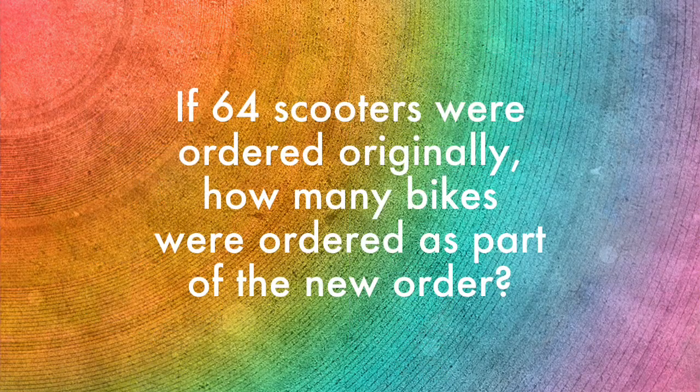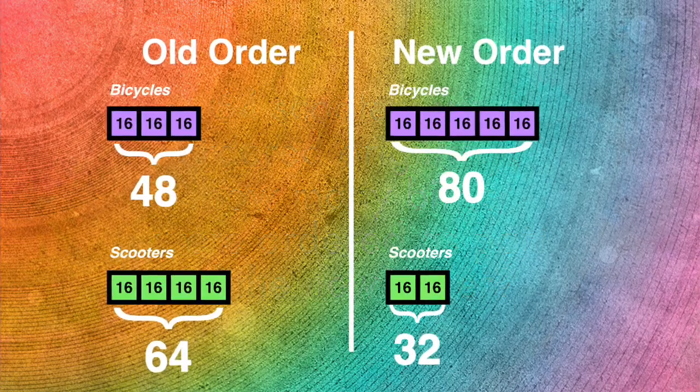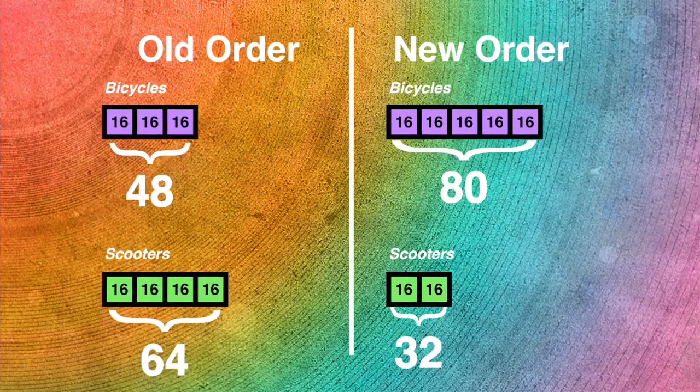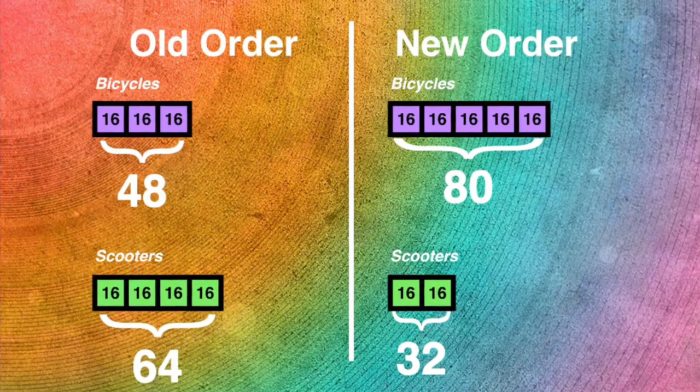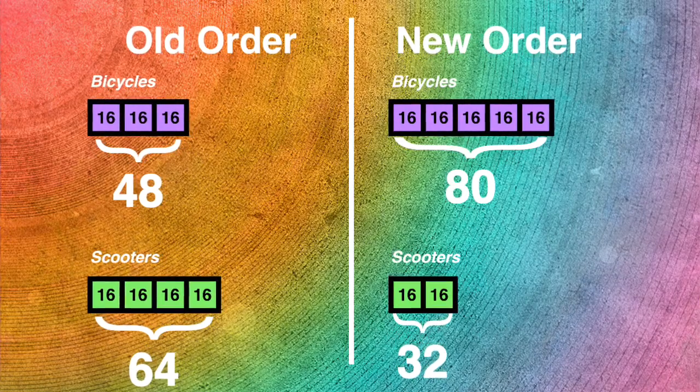And again, the question was, if 64 scooters were originally ordered, how many bikes were ordered in the new order? Let's take a look again at our data. So yes, 64 scooters were originally ordered, and how many bikes are part of the new order? 80. 80 bikes are now part of the new order.